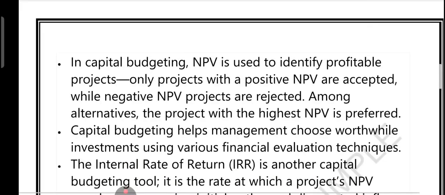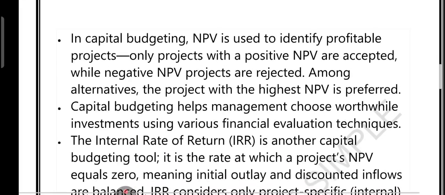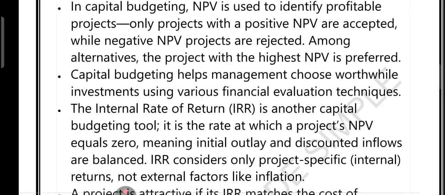Now two things are possible. NPV can be positive or NPV can be negative. If NPV is positive, go for it. If NPV is negative, reject it. Remember, among projects, the one with the highest NPV wins.